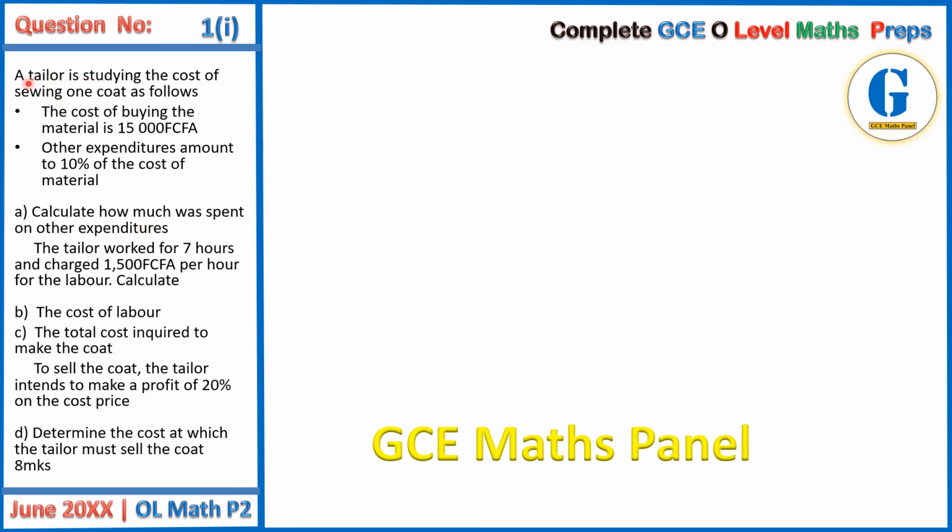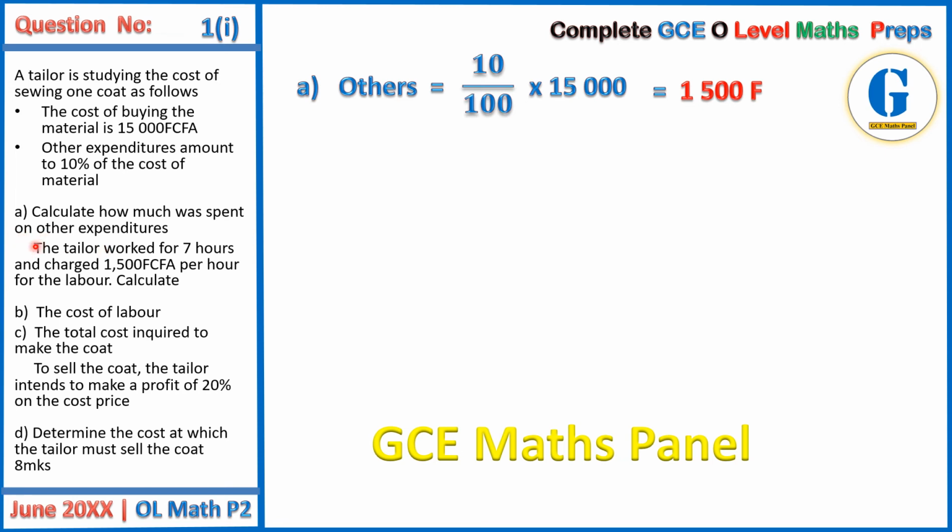So we look at the question again. The tailor is studying the cost of sewing 1 coat as follows. The cost of buying the material is 15,000 francs. Other expenditures amount to 10% of the cost of material. Look at it. Of the cost of material. What's the cost of material? 15,000. Other expenditures amount to how many percent? 10% of this cost. So calculate how much was spent on other expenditures. So other expenditures will just be 10% of 15,000 francs, and that gives us 1,500 francs.